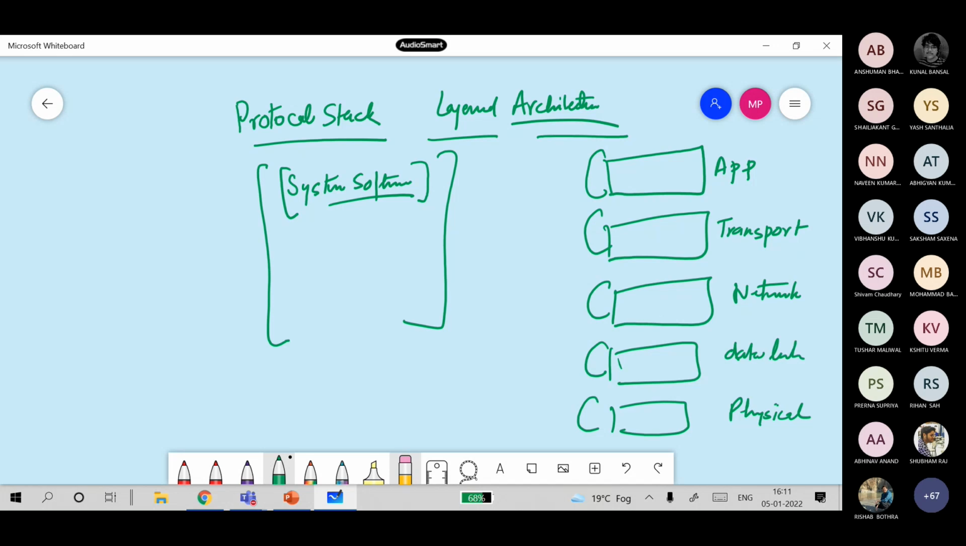Now, right now, this is not layered. I'm just saying that, okay, you have to develop some network application. That's a part of application layer. And then application layer protocol would be different. And we know about FTP, HTTP, SMTP, all these protocols are there.